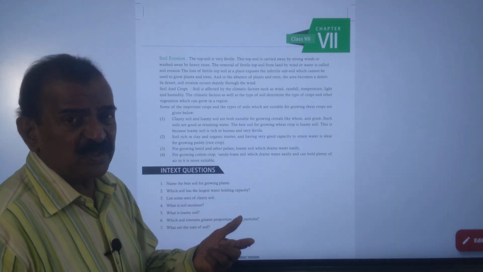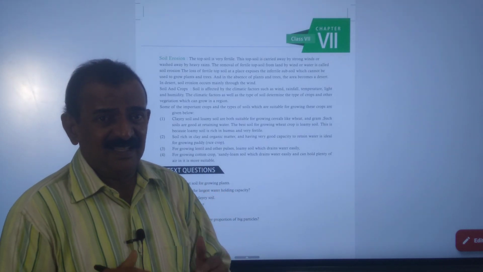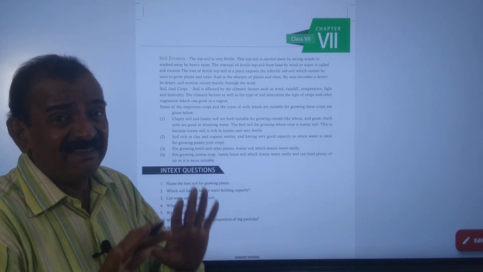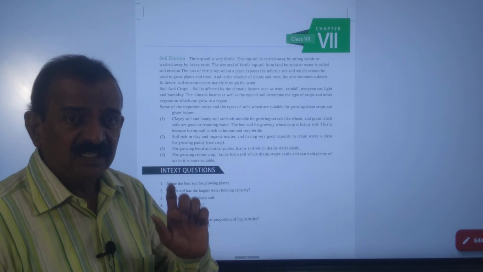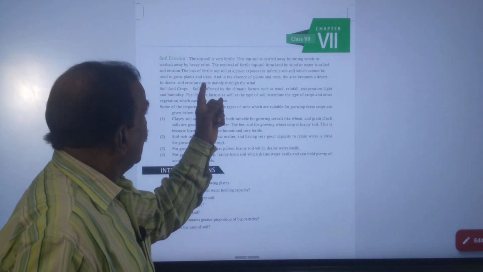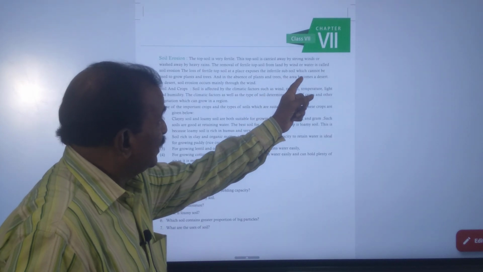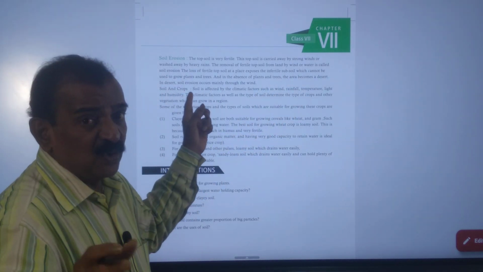So the topmost fertile soil is removed by means of strong winds and also by means of heavy rains, and that is called soil erosion. And the loss of fertile top soil exposes the place to infertile subsoil, which cannot be used for the growth of the plant.